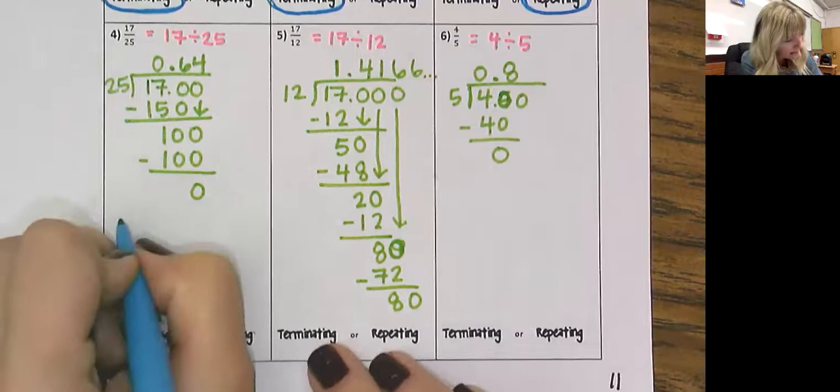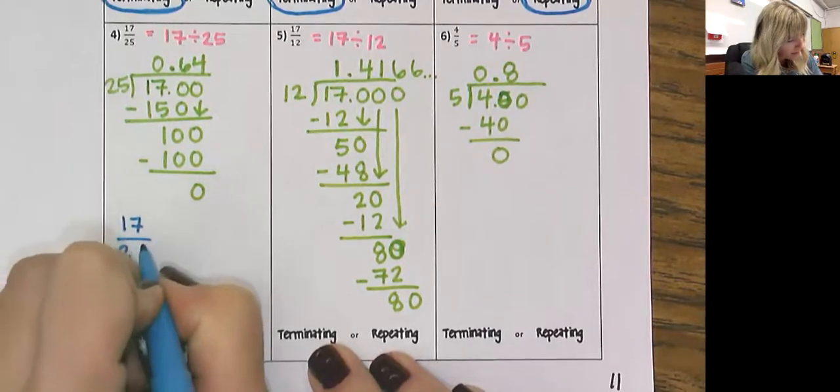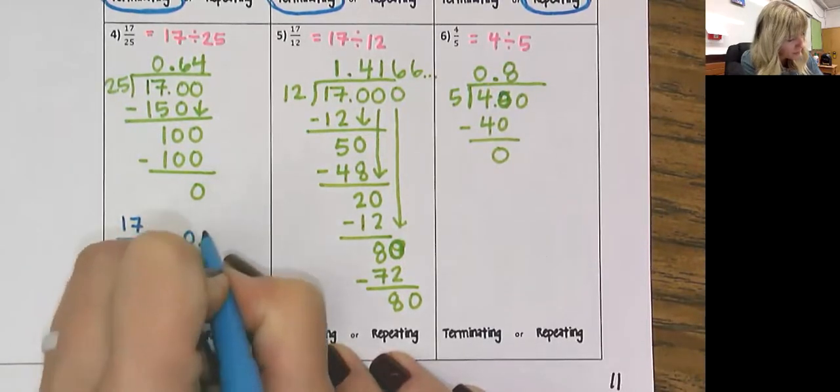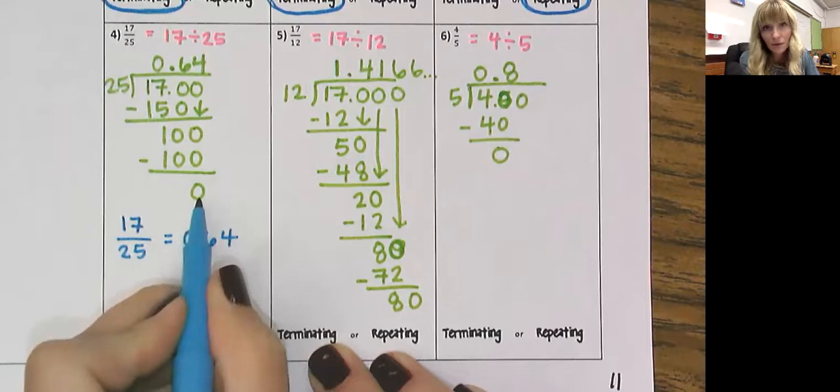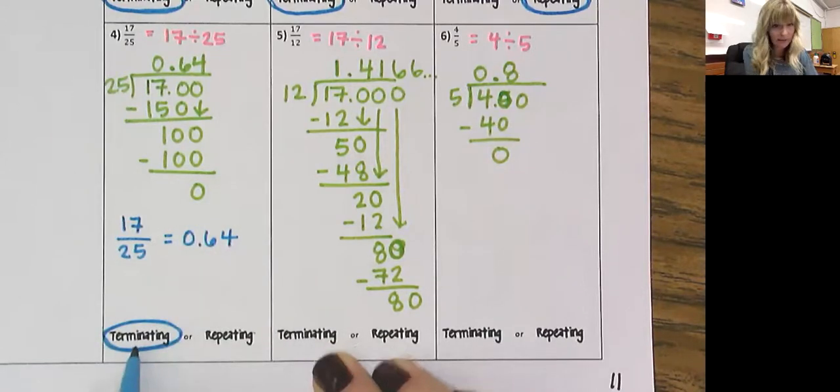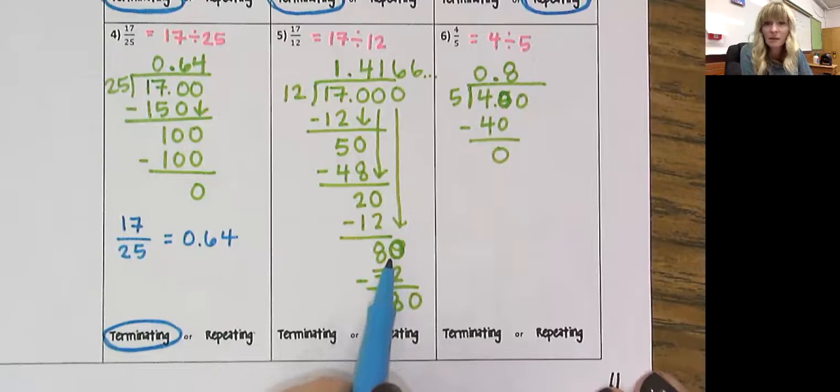This means that 17/25 is equivalent to 0.64. And because I came to 0 as a remainder, that means that was a terminating decimal. This one I saw was starting to make this pattern.